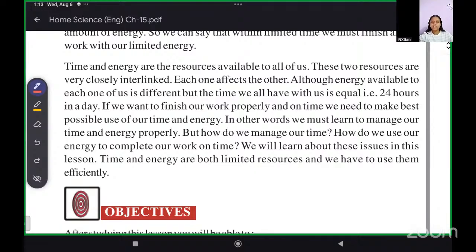But the time is the same. The time that we all have is 24 hours. We cannot say one person has 24 and I have 28 hours. No, we all have the same number of hours. Some people are able to utilize it well. They are able to actually achieve all of their goals of the day in those 24 hours.